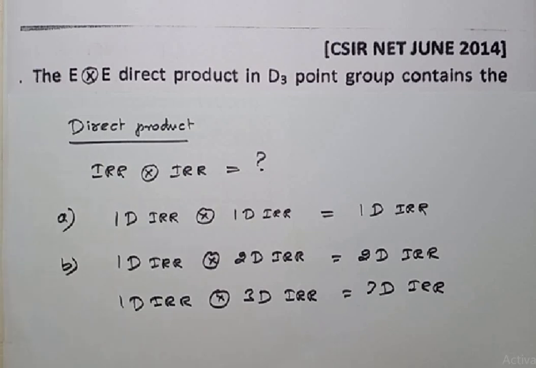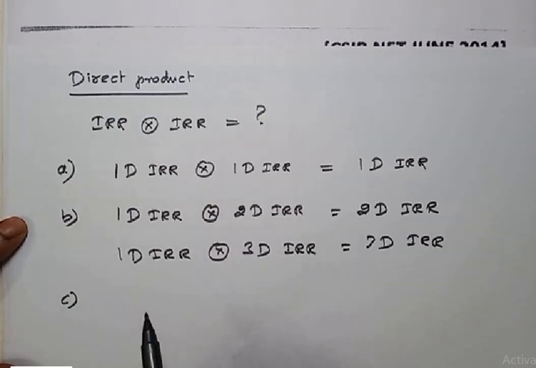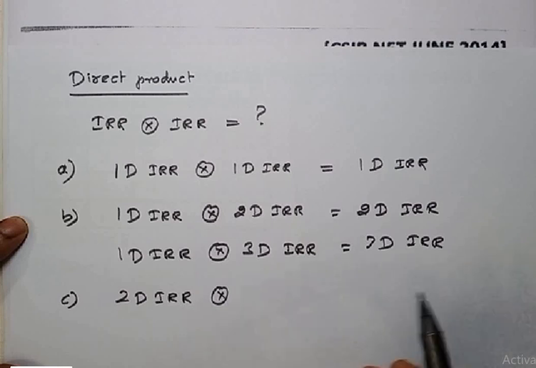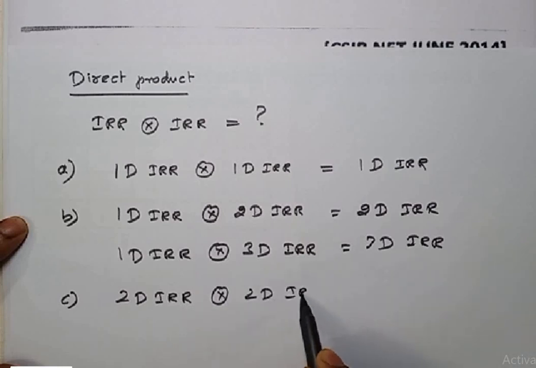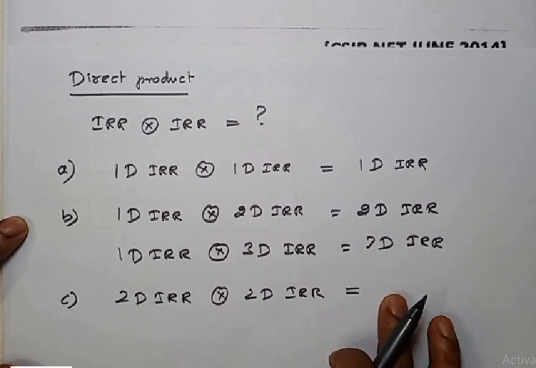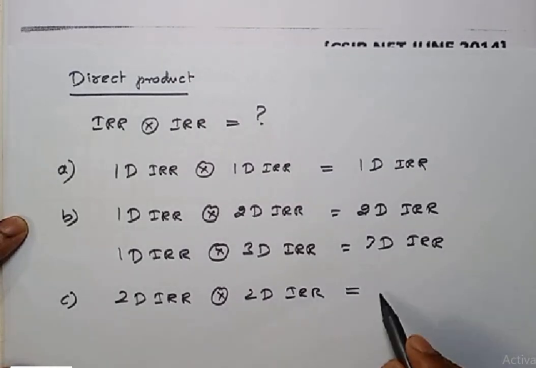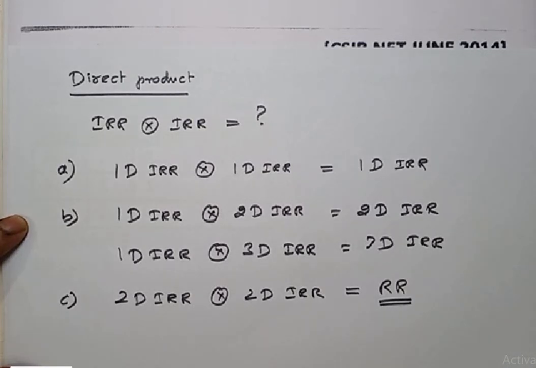Take note. If I multiply a 2-dimensional irreducible representation with another 2-dimensional irreducible representation, then the result may or may not be an irreducible representation. Usually it ends up with a reducible representation. Take note. If you multiply a 2-dimensional irreducible representation with another 2-dimensional one, you will end up with a reducible representation.